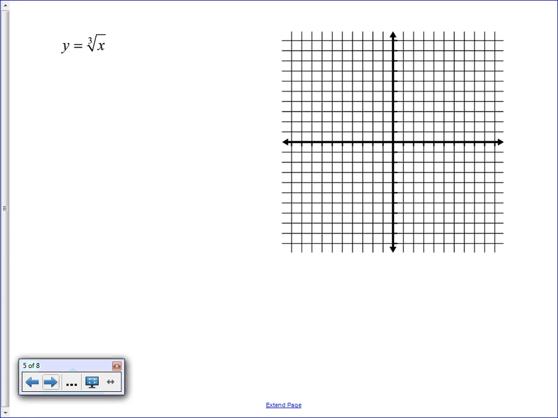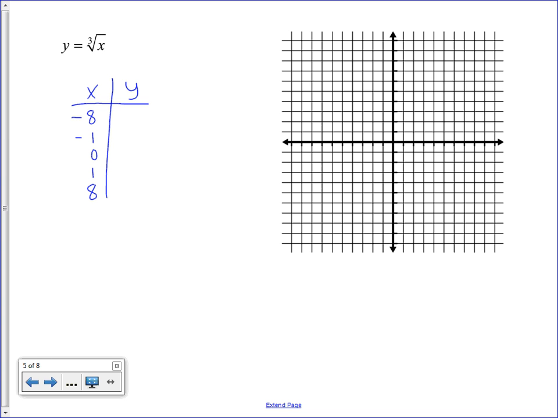So I'm going to start by making a basic input-output table, and I'm going to choose wisely. Again, I want to choose 5 numbers that have cube roots. And this time, I can include negative values. This function exists on the negative side and the positive side of the graph. We can do the cube root of a negative number. So I'm going to choose always for cube root functions, -8, -1, 0, 1, and 8. If you analyze those numbers, you'll see why I'm choosing them.